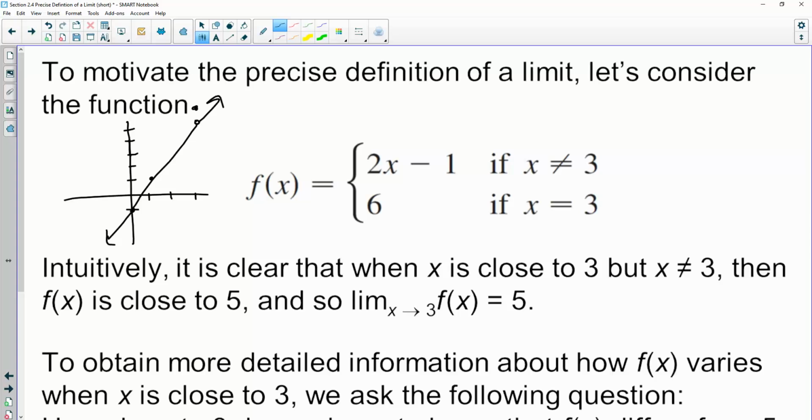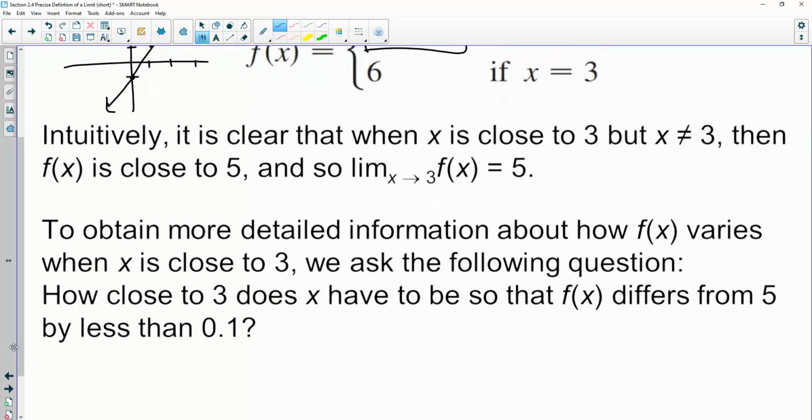Yeah. If you're approaching 3, you're on this line. Limit laws say we could just plug in the 3 and we get 5, because the limit doesn't care what happens at the point, just as we approach it. If I want to be more specific about my y values, as I'm approaching 3, are my y's equal to 5? No, they're getting closer to 5, but not actually equal to it.